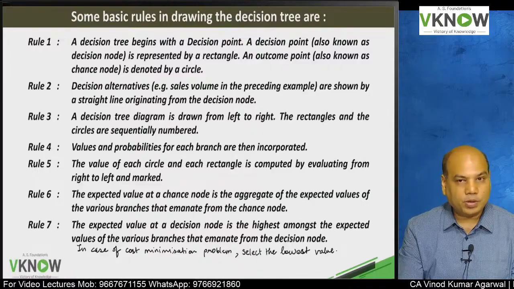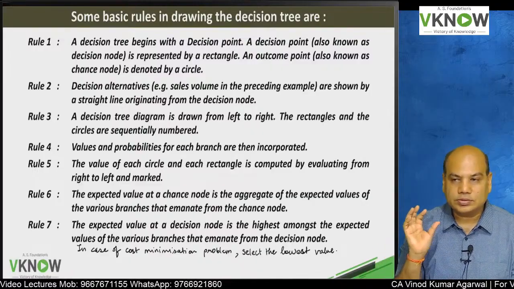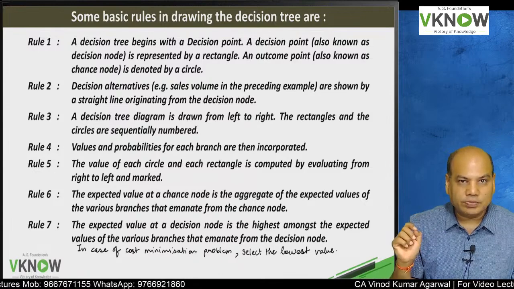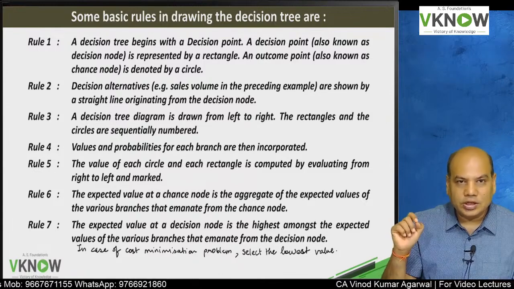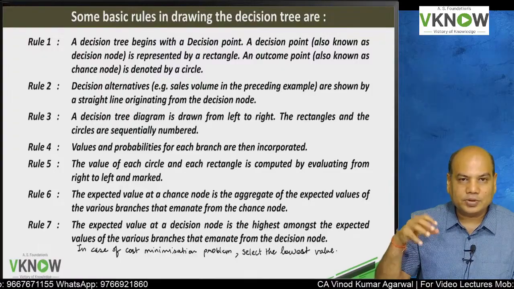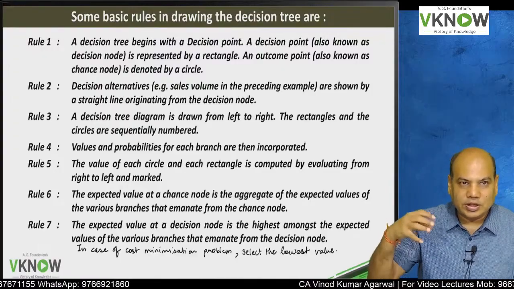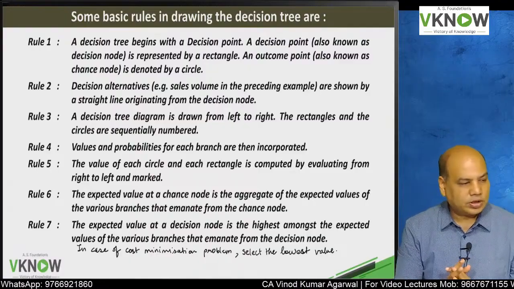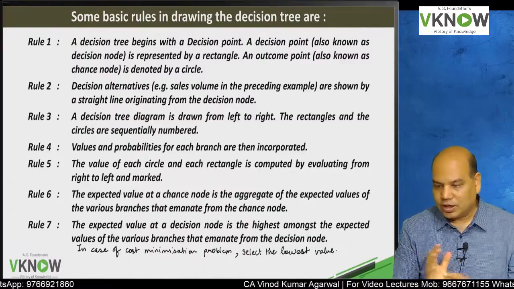Like for example, a problem involving only cost, then I would try to minimize the cost, and then in the decision box I will take that option, that decision which results in lower cost. So these are some basic rules in decision making, and very easy also.